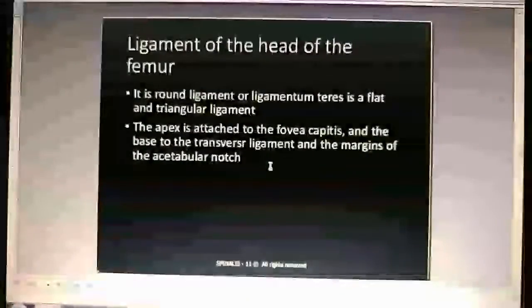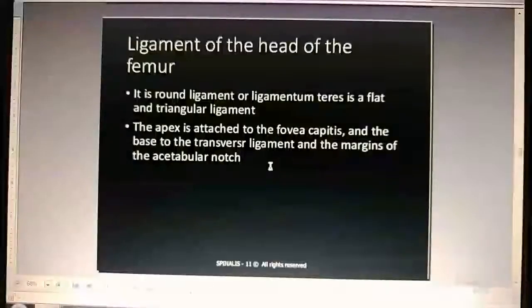Ligament of the head of the femur: it is a round ligament, the ligamentum teres. It is flat and triangular. The apex is attached to the fovea capitis, and the base to the transverse ligament and the margin of the acetabular notch.